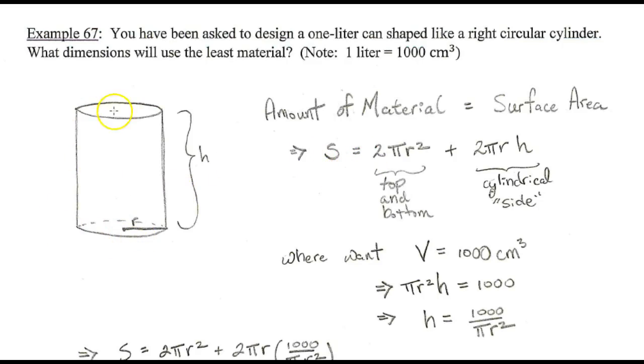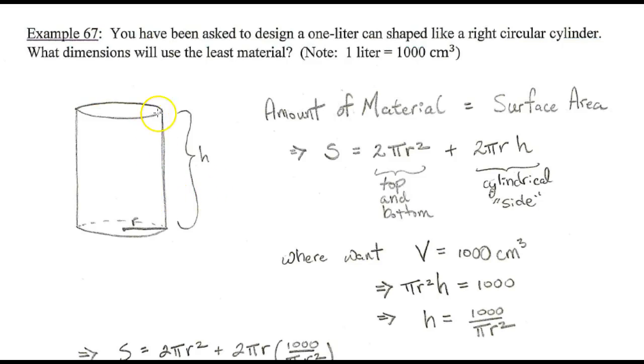Well, it has a top and a bottom, which are both circles. The area of any circle is pi r squared, and we have two of those, so that's 2 pi r squared. That's the top and the bottom. And then the surface area of the side: imagine if you were to cut it and fold it straight out, it's just a rectangle, right?